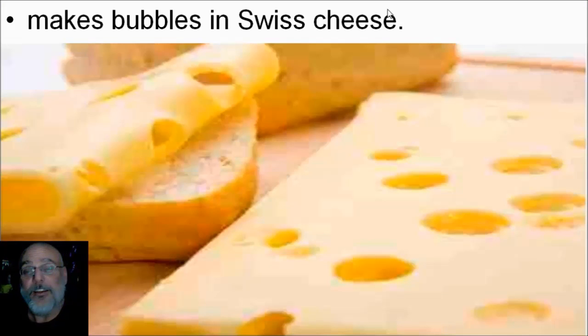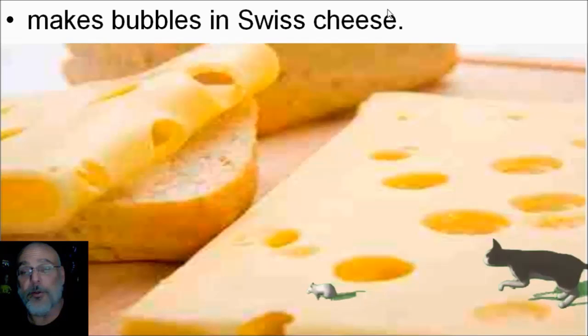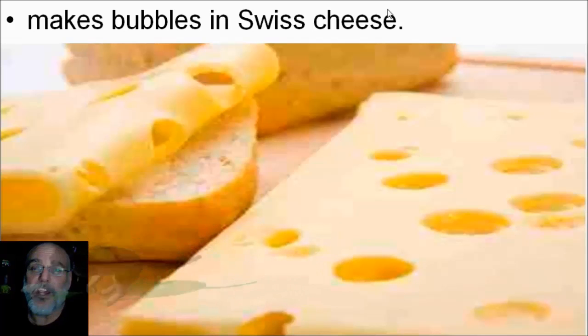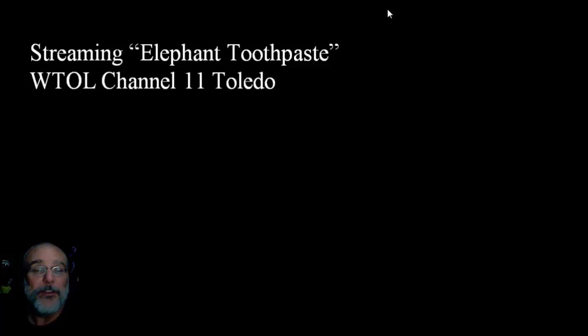You may have noticed Swiss cheese. There are the big holes in the Swiss cheese. Some people say it's because of mice crawling through it. It's because of gases being released, and there's a chemical change when the cheese is being made. Here's a clip of a chemical change showing some gases being released.